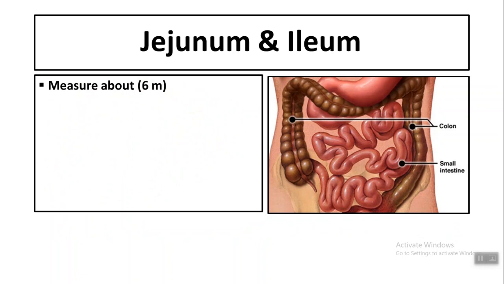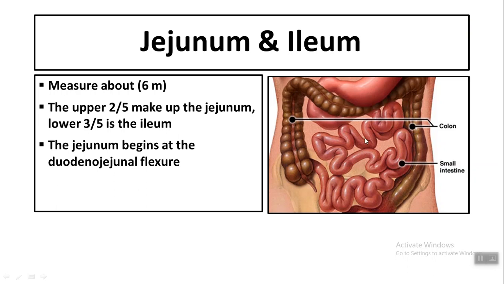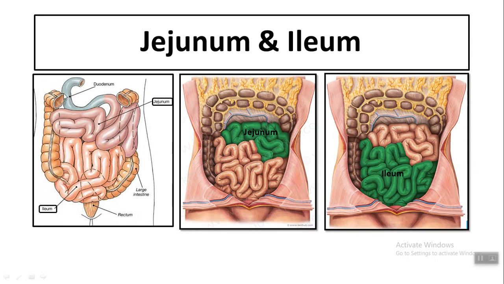Jejunum and ileum. It measures about 6 meters. The upper 2/5 make up the jejunum, while the lower 3/5 is the ileum. The jejunum begins at the duodenojejunal flexure, as we said before, and the ileum ends at the ileocecal junction. This is the jejunum, upward and to the left below the transverse mesocolon. This is the transverse mesocolon, and the ileum downward and to the right below the transverse colon.